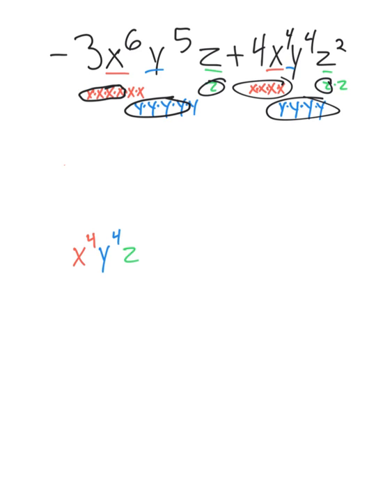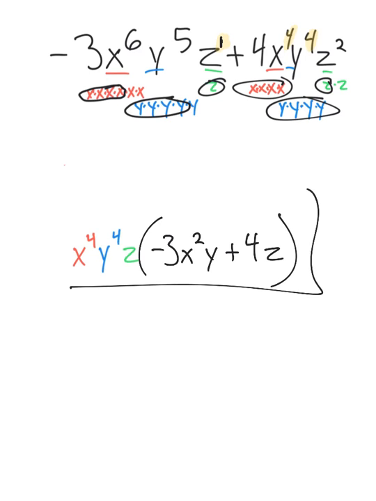All right, so really when you're doing this, if they both share a variable, all you have to do is look for the lower exponent. There's an exponent of 1 there. Okay, so once I factor that out, I'm just left with -3 x squared y plus 4 z. Okay, that's all that's left. And that's my factored form right there.